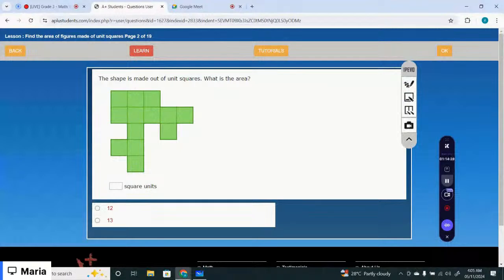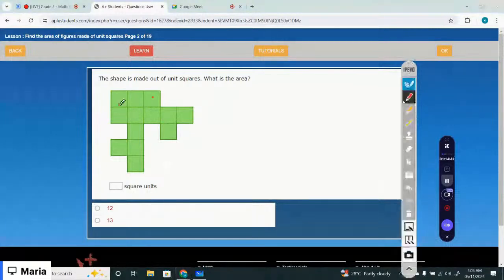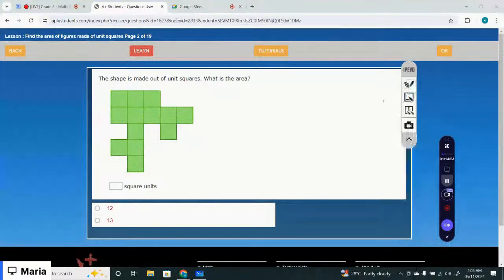The shape is made out of unit squares. What is the area? So you need to count the unit squares, right? They are 1, 2, 3, 4, 5, 6, 7, 8, 9, 10, 11, 12, 13. So the correct option is 13 square units. You just have to count the squares. So very good. That is 13 square units.